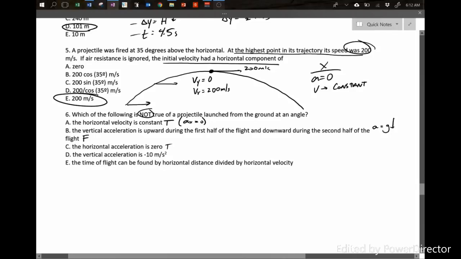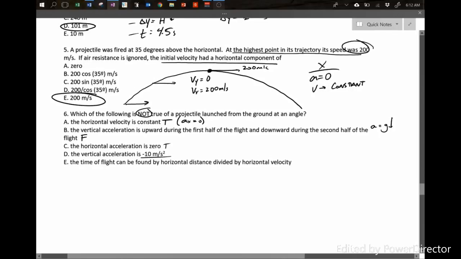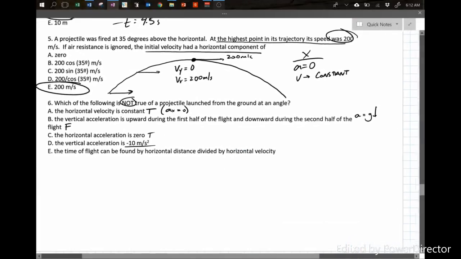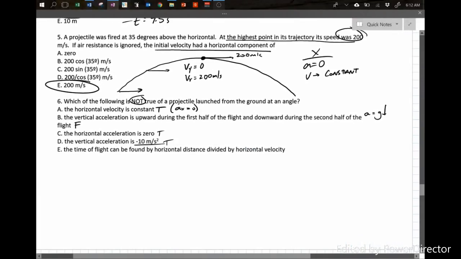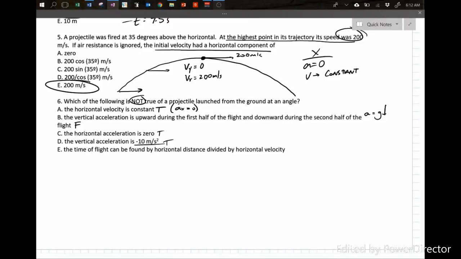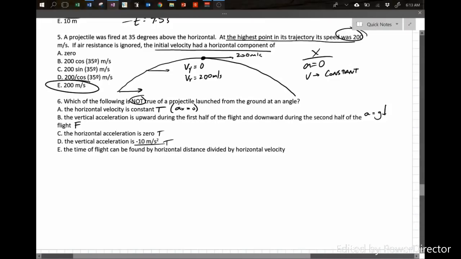Horizontal acceleration 0. We said that was true. Vertical acceleration is negative 10 meters per second squared, never changing, that's true. And the time of flight can be found by horizontal distance divided by horizontal velocity. Now this one a lot of students like to choose. That's a true statement.